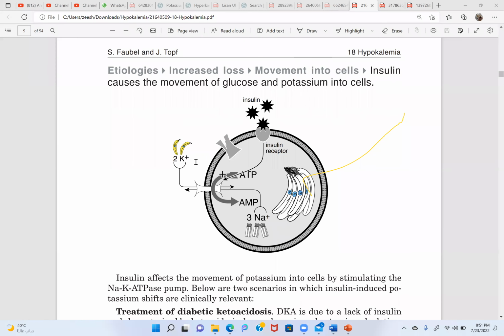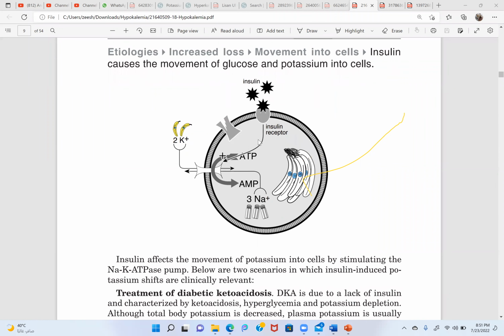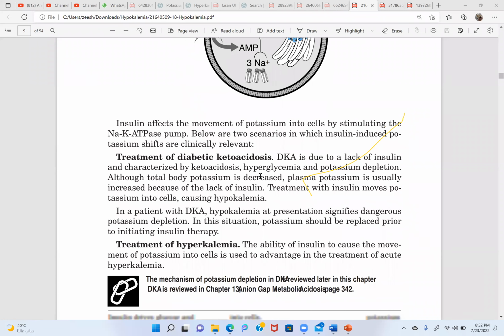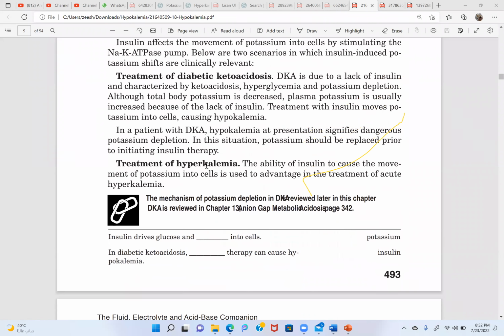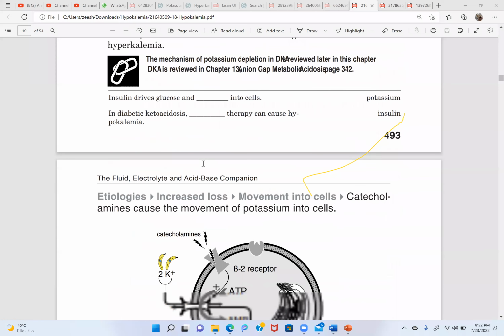What is this? Yes, sodium potassium ATPase pump. So insulin is acting and then it is moving potassium inside the cell. Actually, you see treatment of diabetic ketoacidosis as well. I was telling you, overcorrection of hyperkalemia will also cause the same thing.